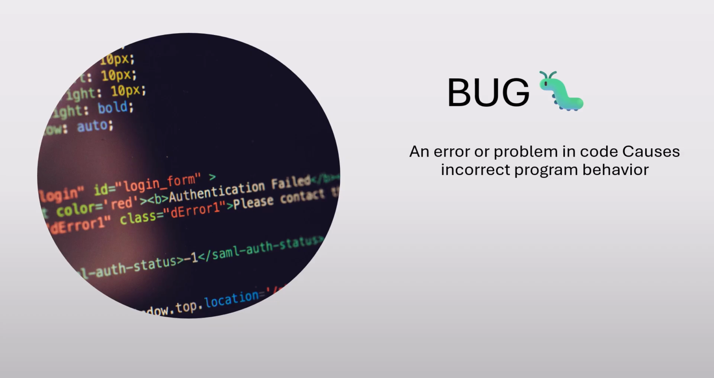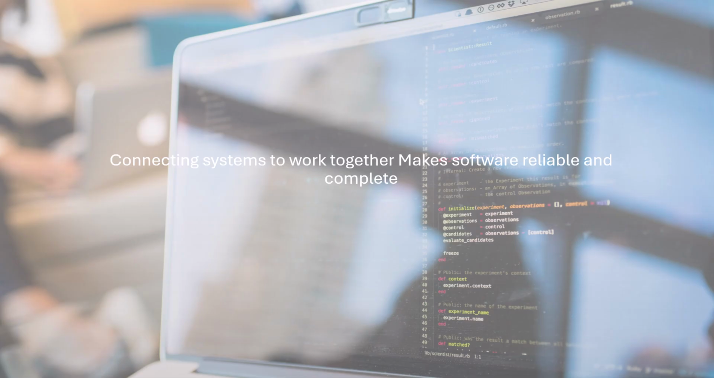Second, bug. A bug is an error or problem in the code that causes the program to behave incorrectly. Finding and fixing bugs is part of every developer's job. Third, integration. Integration means connecting different parts of a system so they work together smoothly. Good integration makes software reliable. Now, let's begin the story.